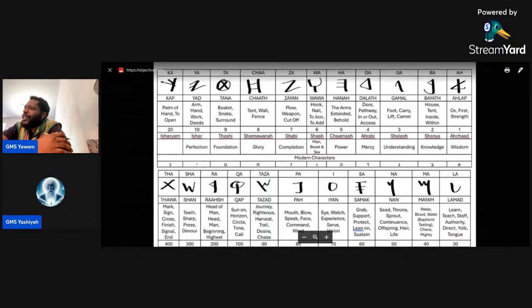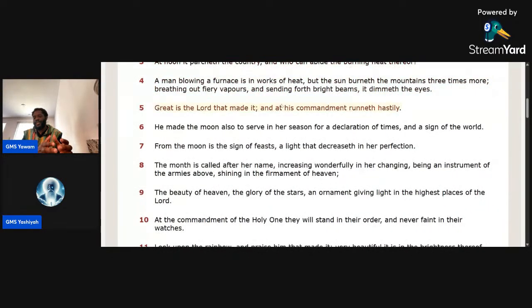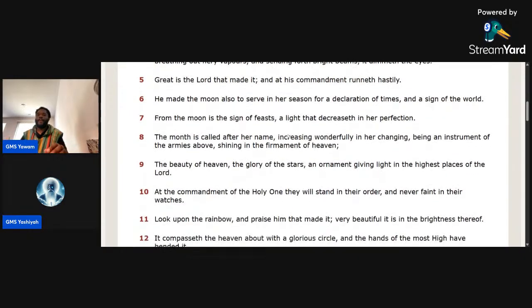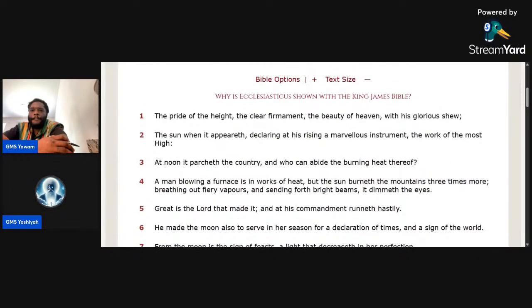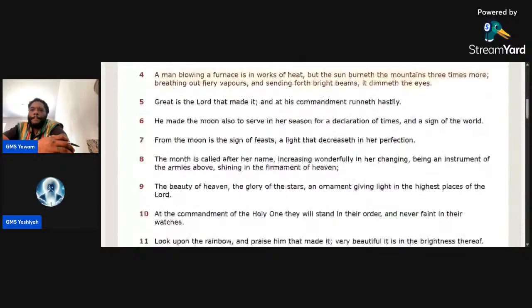So could we get Ben Sirach 43 and verse 6? Because this is how we essentially number our days. All right, and that also tells us when the new month comes in. This is Ben Sirach 43 and verse 6. It says, He made the moon also to serve in her season for a declaration of times and a sign of the world.